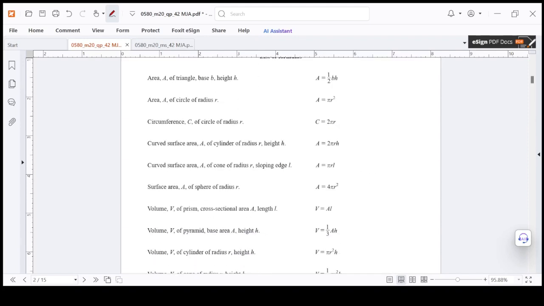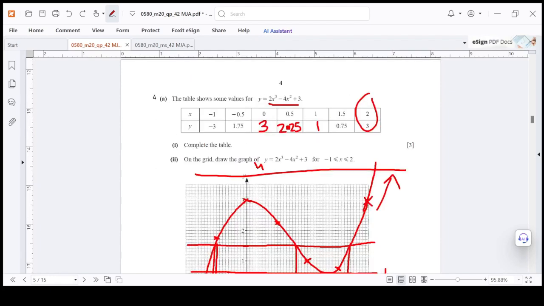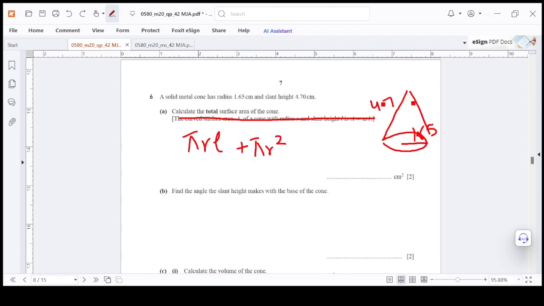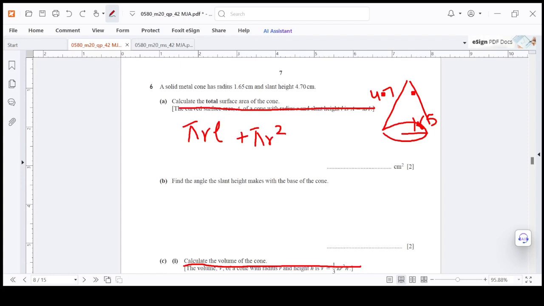So the curved surface area of the cone is given. This part of a cone has a surface area of pi RL. And if you need the total surface area, that means you need the bottom circle as well. It's going to be pi RL plus pi R squared. Okay, so let's find it out. Pi times 1.65 times 4.7 plus pi times radius squared.